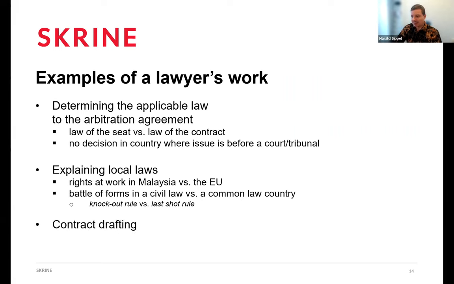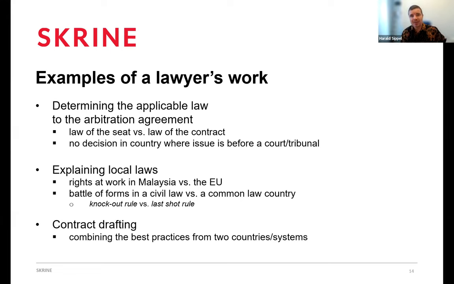There is also contract drafting. What I have learned in my 15 years of practice is that it's very good to combine the best practices from two countries or two systems. I believe that common law contracts are often too long. They provide for everything and anything, which I believe is unnecessary. But what I think is very useful, and civil law contracts often do not have it, is to have a preamble where you explain why the parties enter into this contract. Why does it exist in the first place? What is the goal of the contract? What do the parties have in mind?